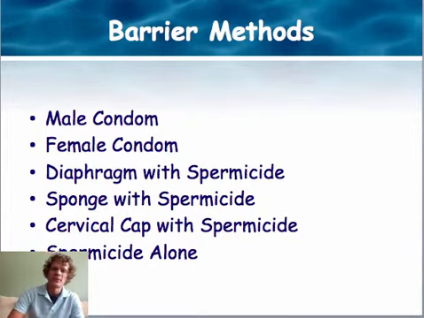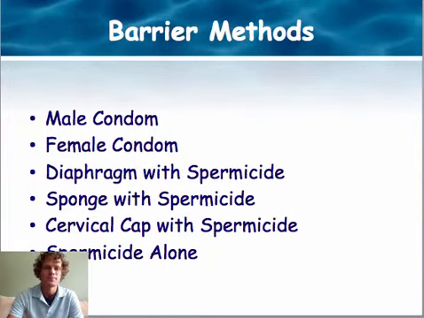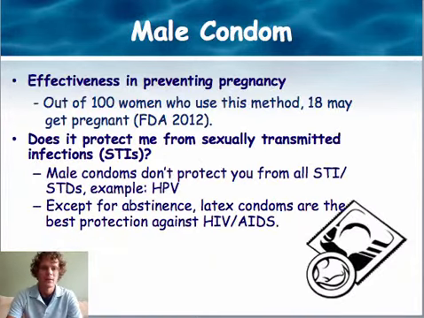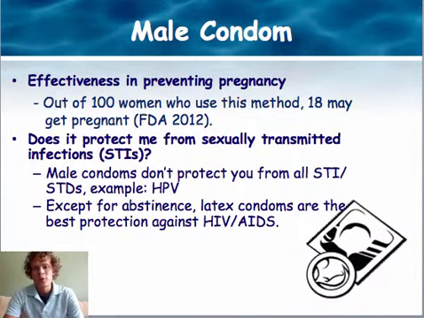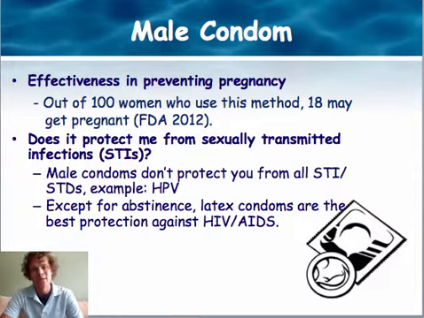Here are the barrier methods: male condoms, female condoms, the diaphragm with spermicide, sponge with spermicide, cervical cap with spermicide, and spermicide alone. The male condom. Out of every 100 women who use this method, 18 may get pregnant. Male condoms don't protect you from all STDs. Example is the HPV. Except for abstinence, latex condoms are the best protection against HIV and AIDS.